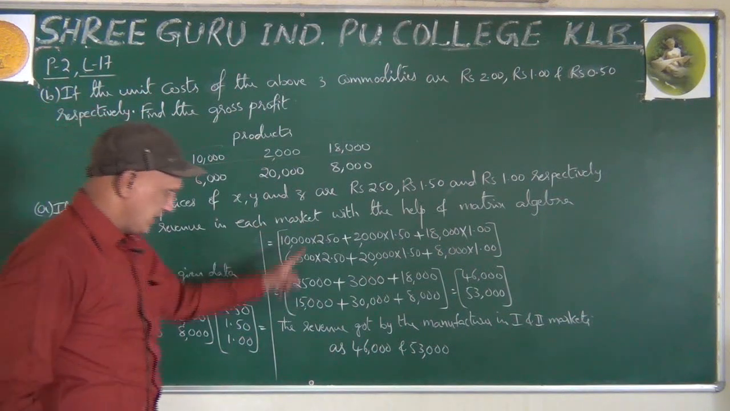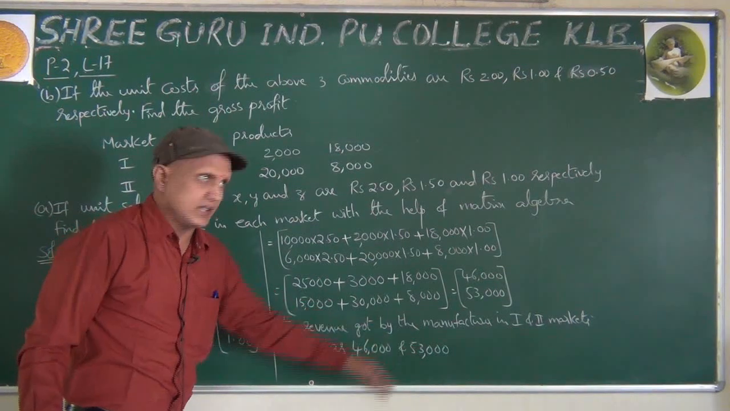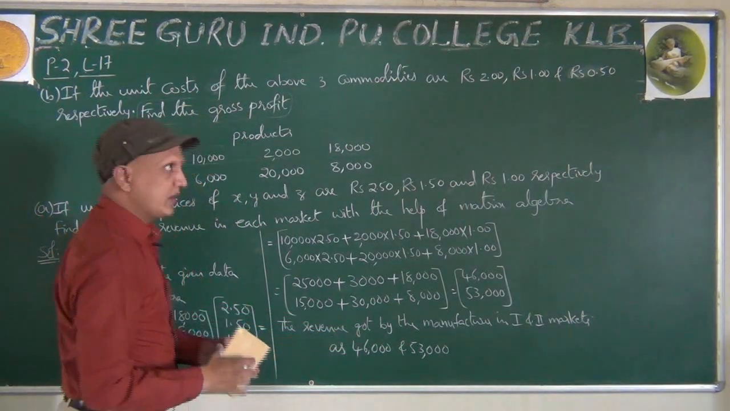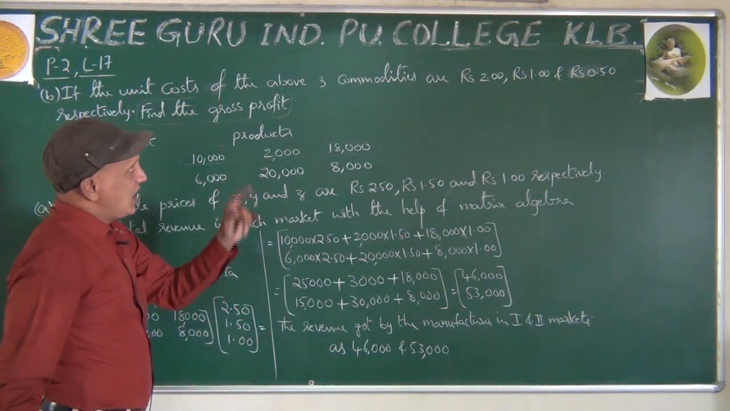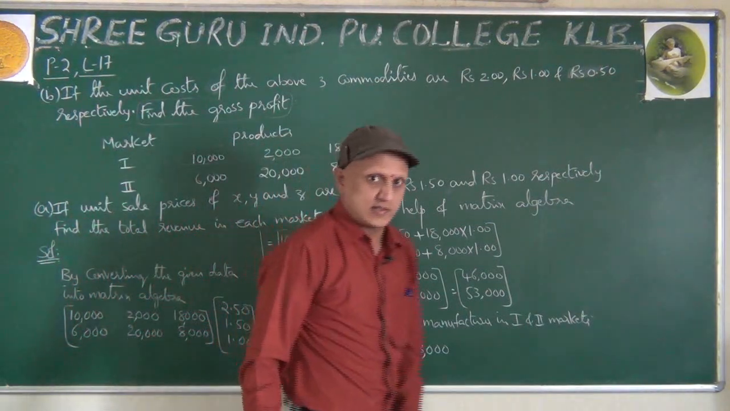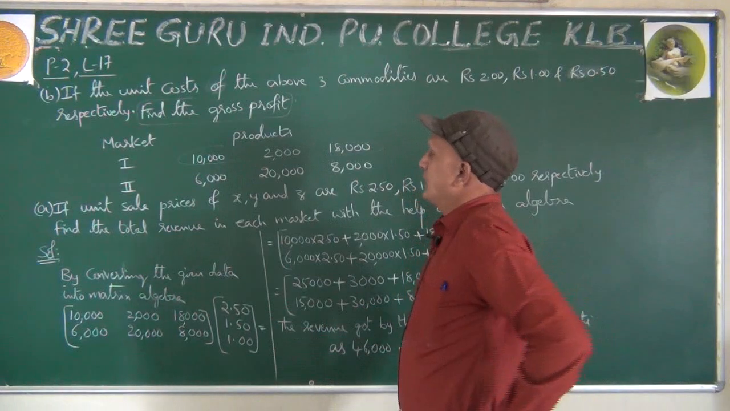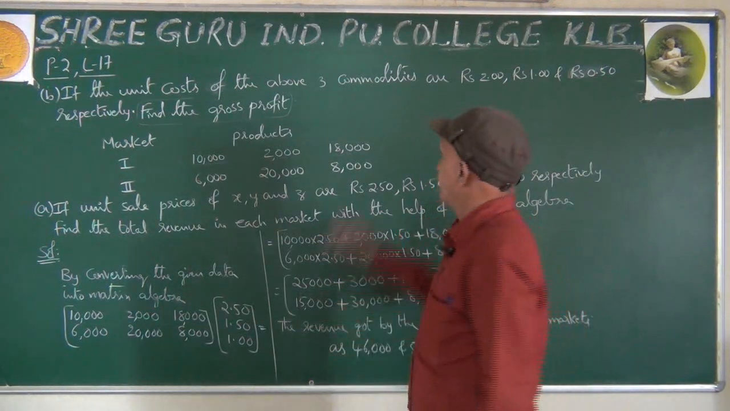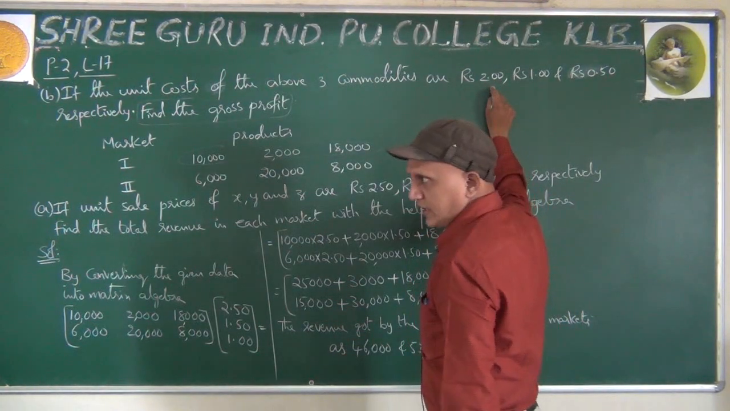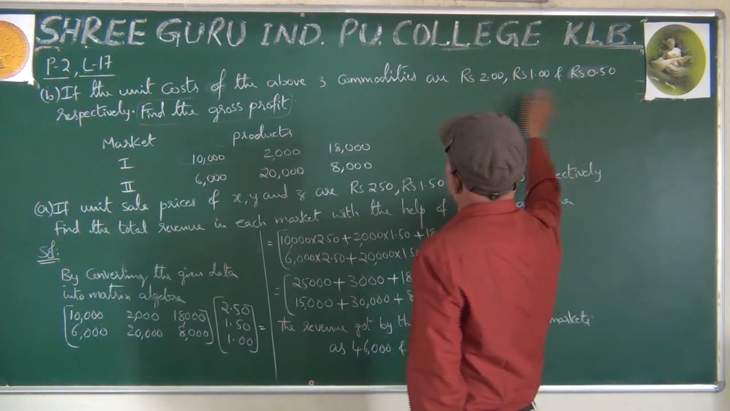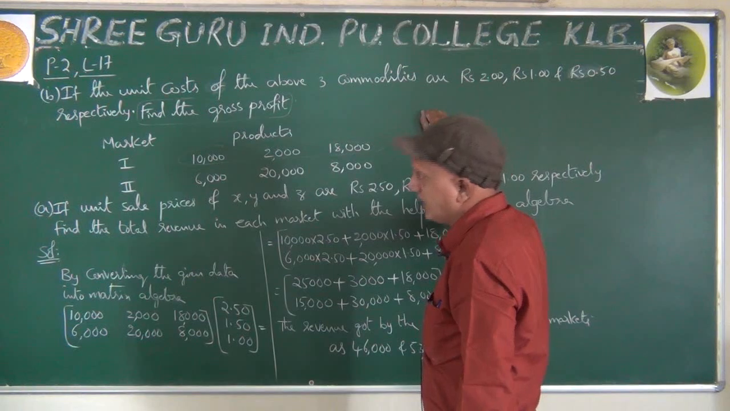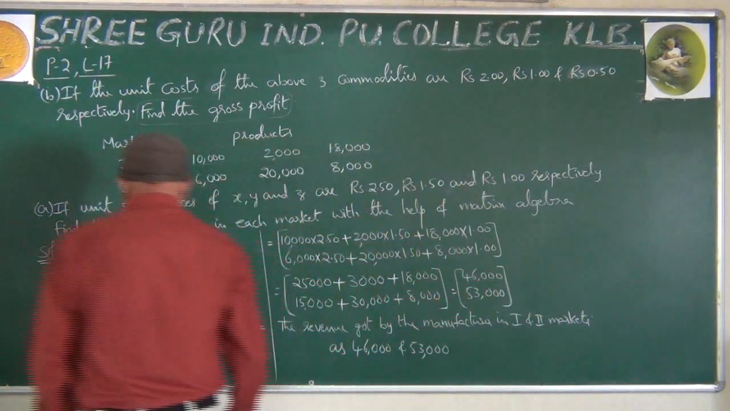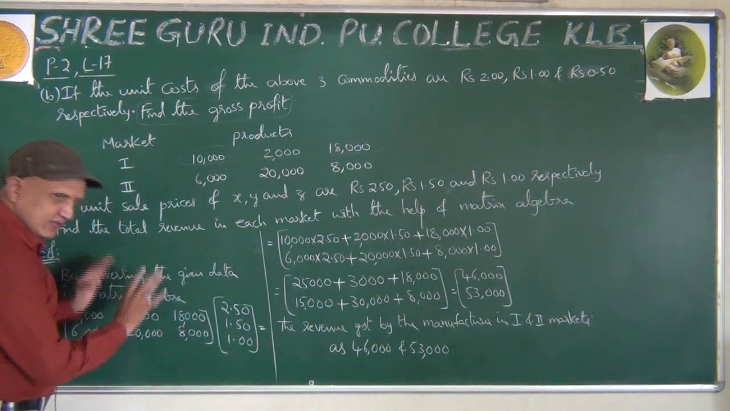I will erase this, but I have to keep this data because we need it at the end. If the unit costs of the above three commodities, three products, are different: 2 rupees for product X, 1 rupee for product Y, 50 paise for product Z. If it costs like this, then what will be the change in the amount? That we have to find. This data and this working will be as they are.